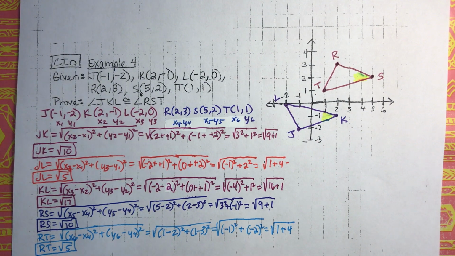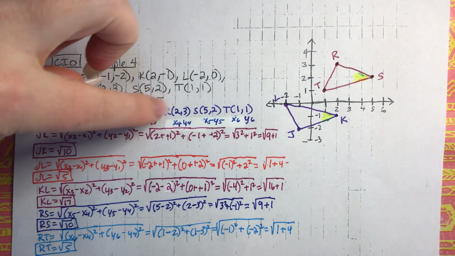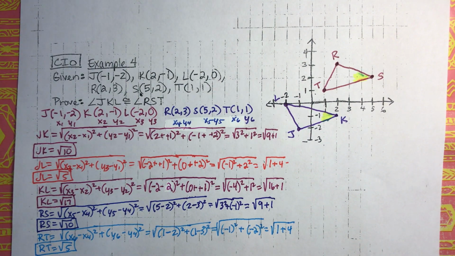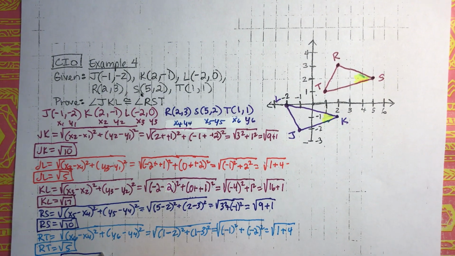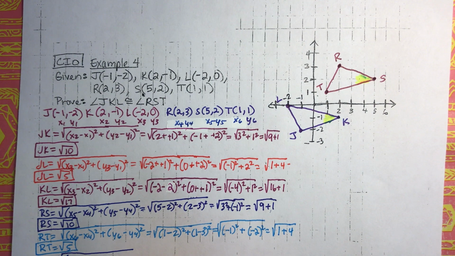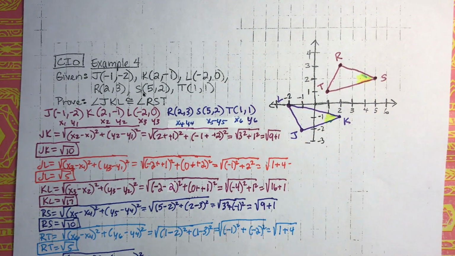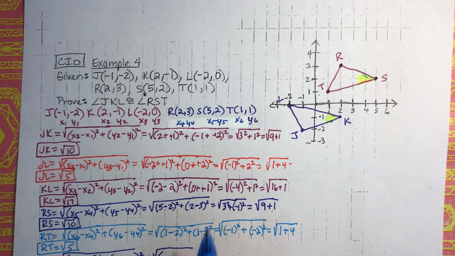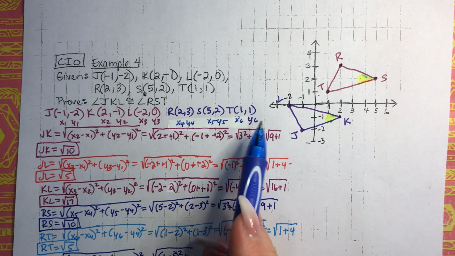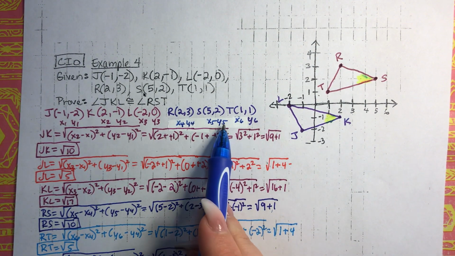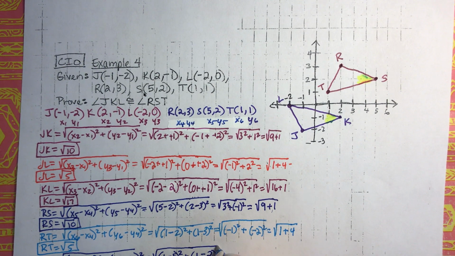Okay, that's great. And then what? So we did RS, RT. Now we need to do ST. So ST is, what is this? 5 and 6. So square root of x6 minus x5 squared plus y6 minus y5 squared. Now we substitute. So x6 is 1 minus, okay, it's 5. So x5 would be 5, squared plus y6 is 1 minus y5, which is 2 squared.